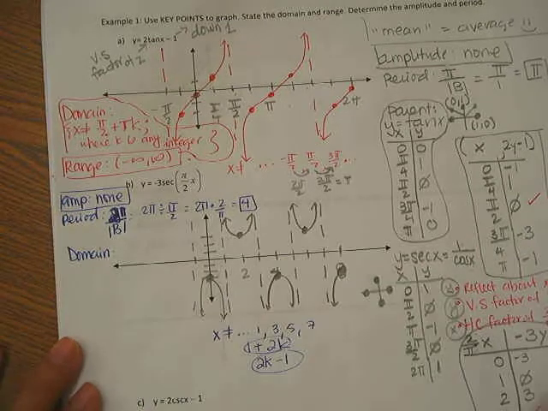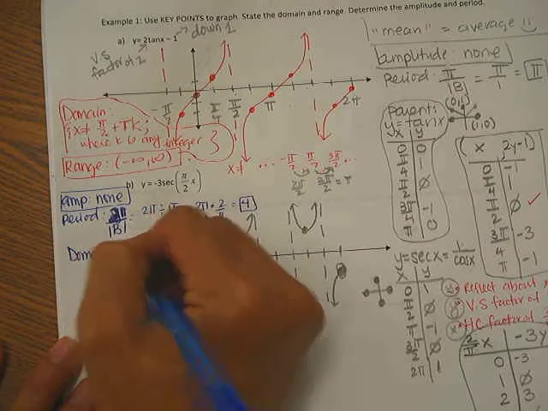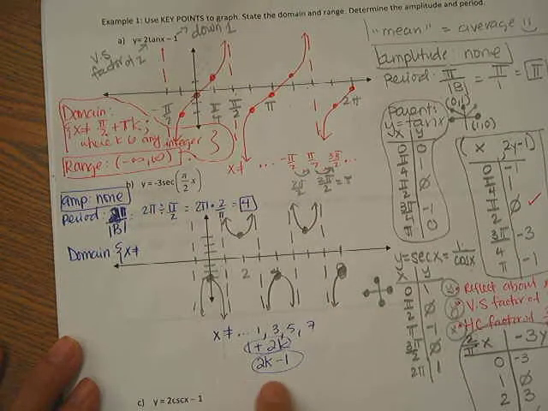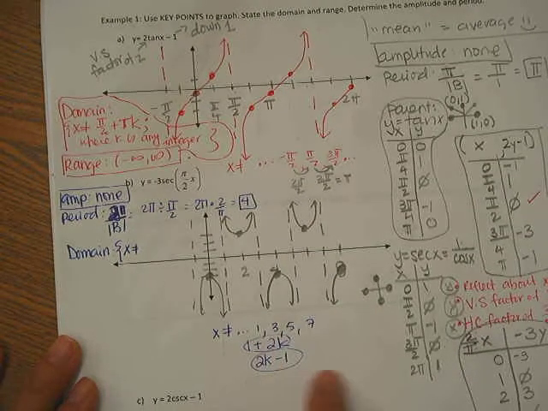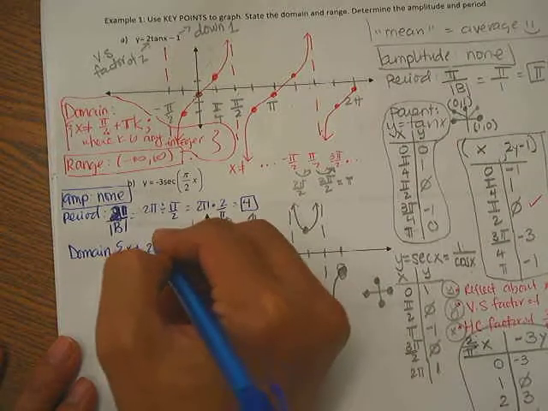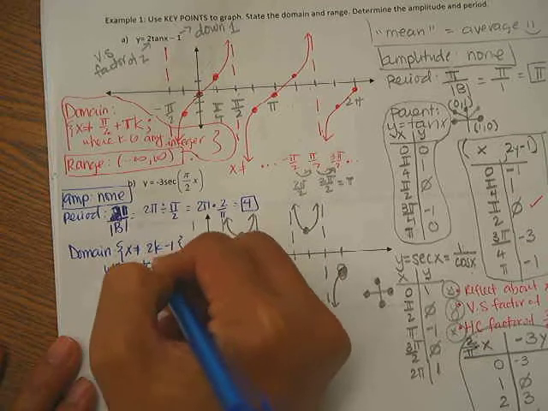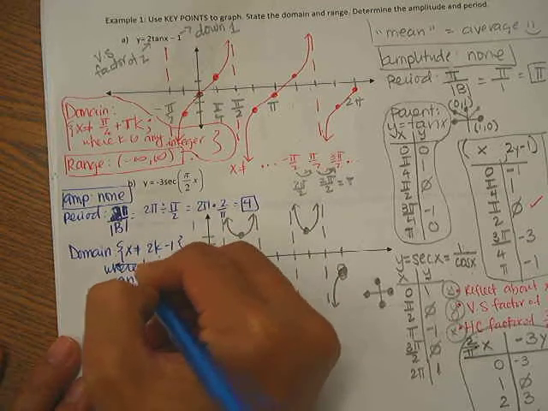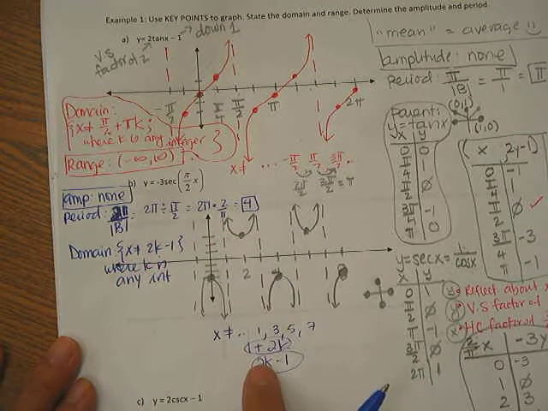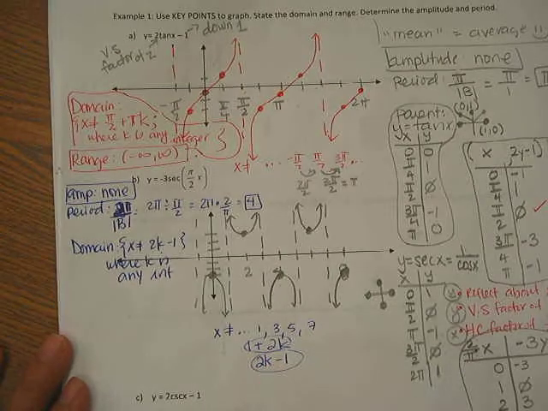So your domain is going to be all real numbers, excluding. You can write this multiple ways. 1 plus 2k or 2k minus 1. Look at that. How about we do 2k minus 1, where k is any integer. Alright, so there are so many different ways you can write the exclusions.